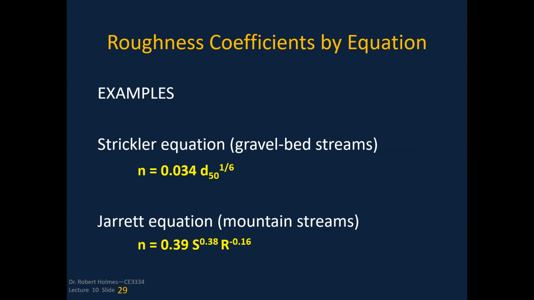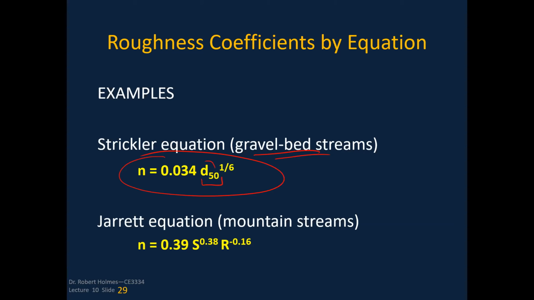We also have some equations for Manning's roughness. So for gravel bed streams, a guy named Strickler developed an equation to express the roughness value as N equals 0.034 times the median diameter of the bed sediments. So you get the gravel, you go out there and you do a sieve analysis, and you get a size distribution, and the 50th percentile of that size distribution, you plug that in and take it to the 1/6 power, and you get the value of N.